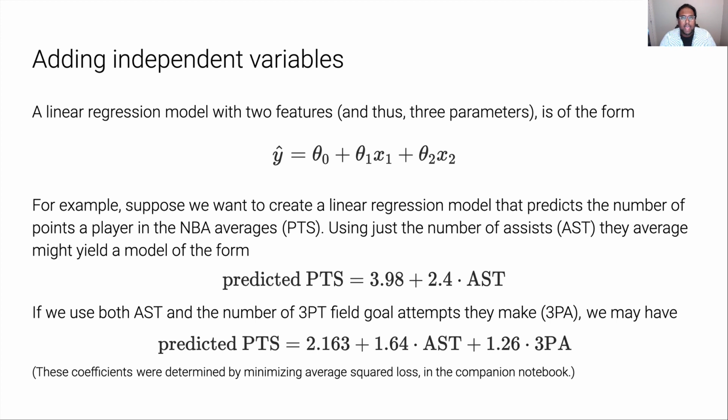For now, we will abstract away the process of actually determining the optimal coefficients when we have any more than one independent variable. This will be the focus of the next lecture, but just know that these were derived the same way that the coefficients in the simple regression case were defined, which is by minimizing average squared loss. Let's visualize what these models look like.